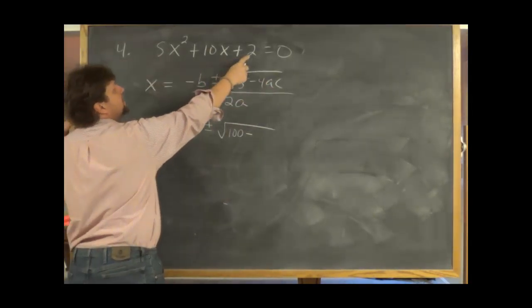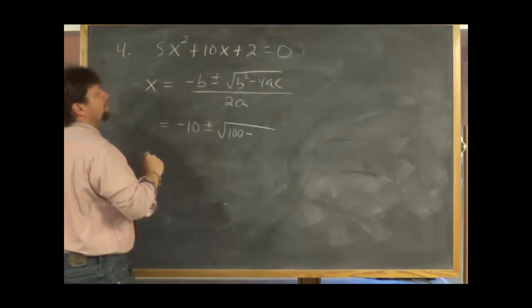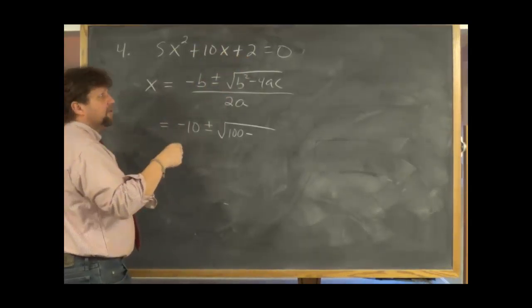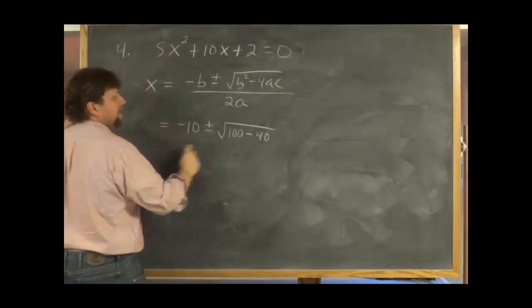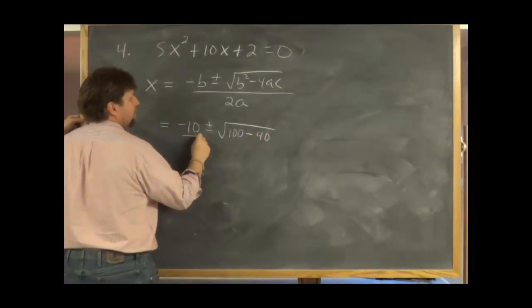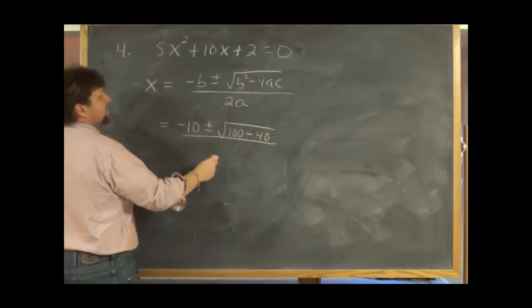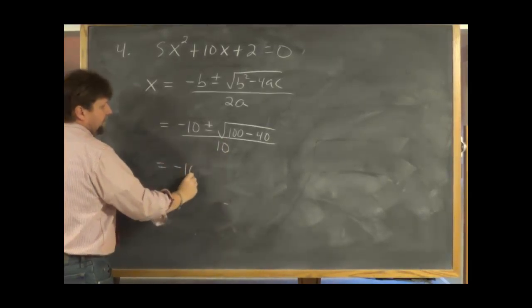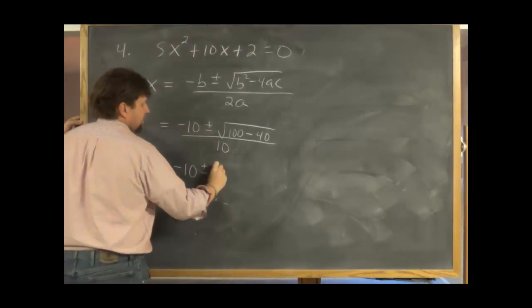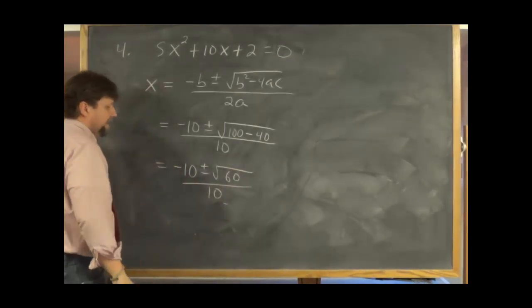Here's a, here's c, so 4 times 5 times 2. 4 times 5 is 20, 20 times 2 is 40. So 4 times a times c is 40. And all of that is over 2 times a. A is 5, so 2 times 5 is 10. Cleaning this up, we have negative 10 plus or minus the square root of 60 over 10.